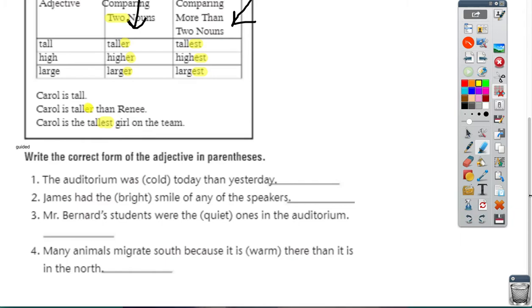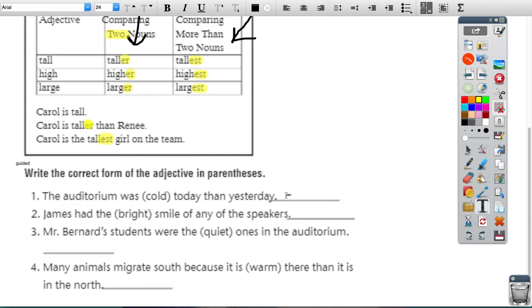Number 1. Oh, first let's read the directions. Write the correct form of the adjective in the parentheses. All right. Number 1. The auditorium was cold today than yesterday. I'm going to ask myself, how many things am I comparing? Oh yeah, 2, today and yesterday. So cold will become colder. You guys got it. And I'm going to change that to purple. You guys know I like purple.